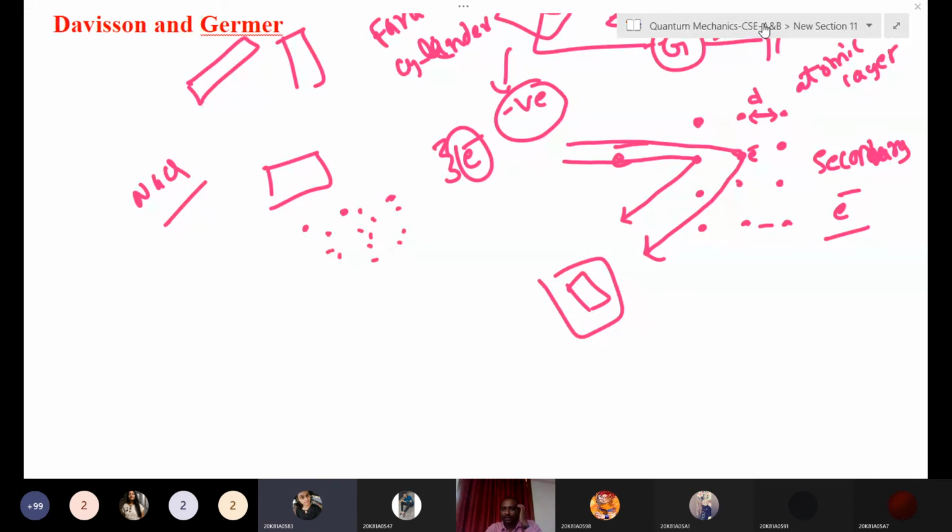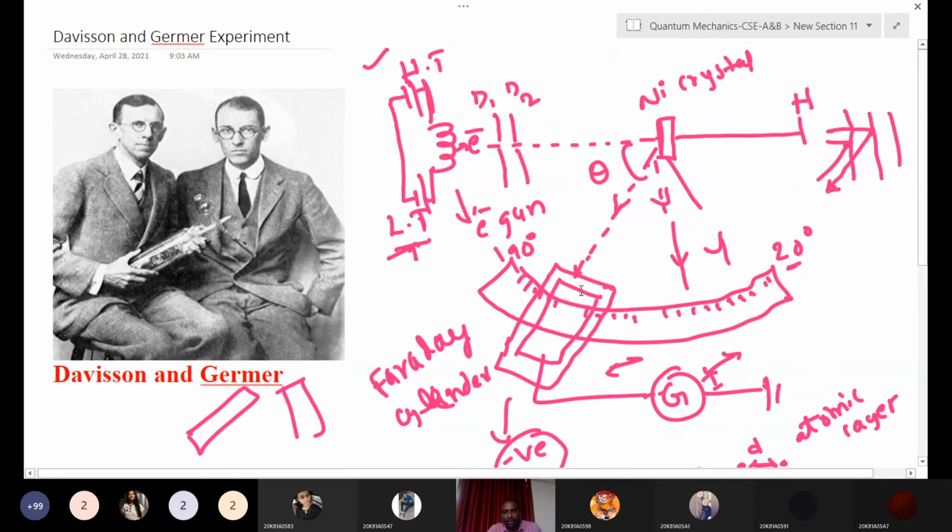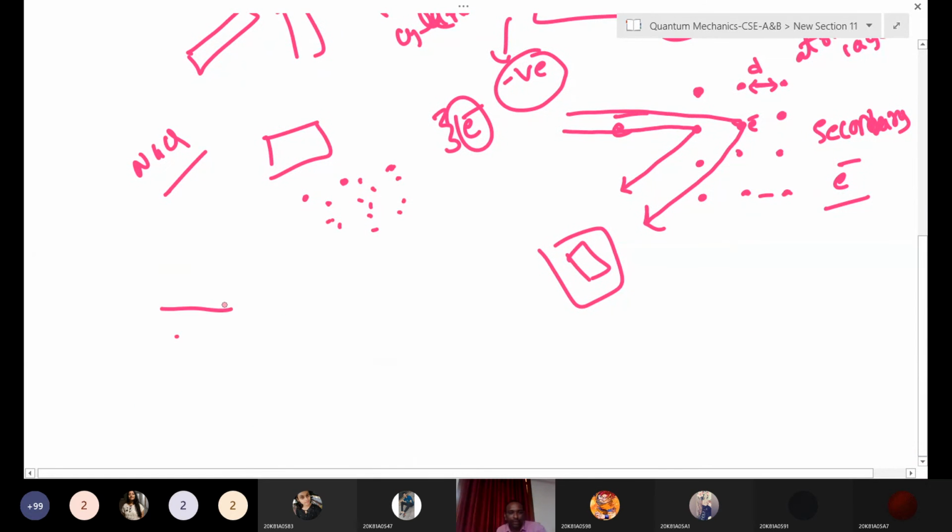See, secondary electron means, I will explain again. Using the Faraday cylinder, we only collect fast moving primary electrons from the electron gun. These are incident on some nickel plate, nickel material or nickel crystal. When this electron hits the nickel, some electrons will also be ejected, right?